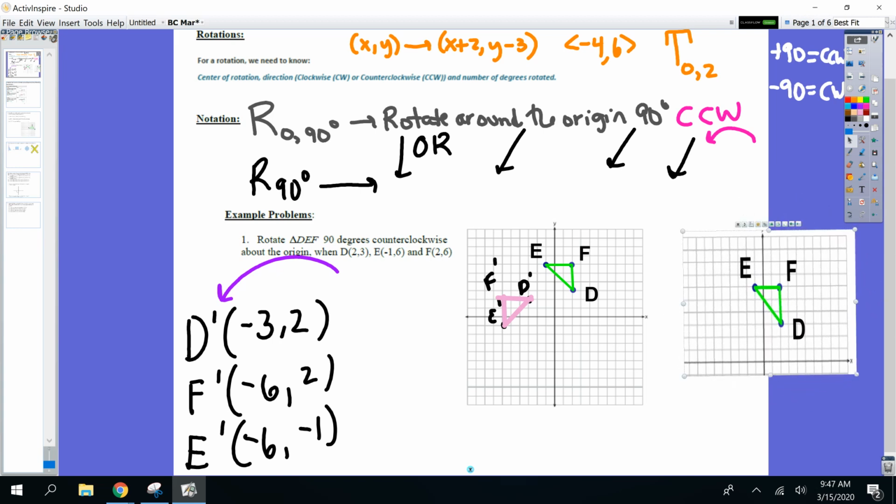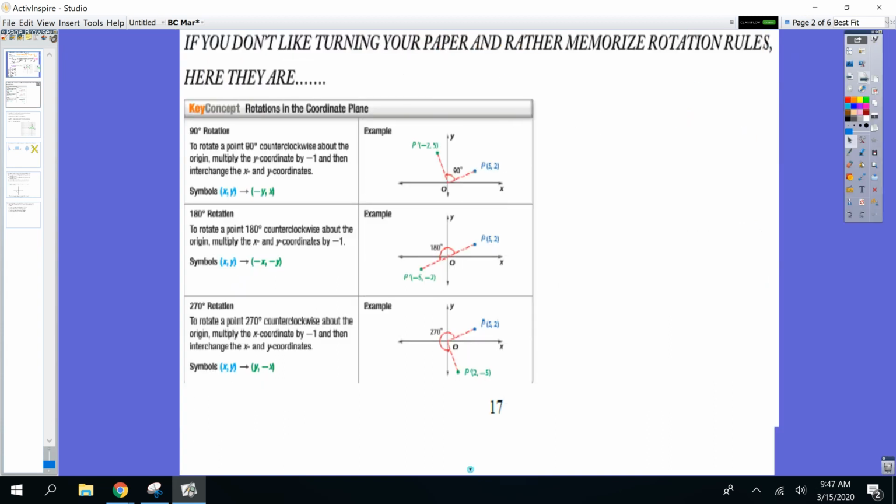All right. Now, I know some of you may not like what I just showed as far as physically rotating your paper. There are rotation rules if you choose to memorize them. I'm not going to be forcing you guys to memorize it. I like turning the paper. But if you do want to know the rules, I put them in your packet right there.